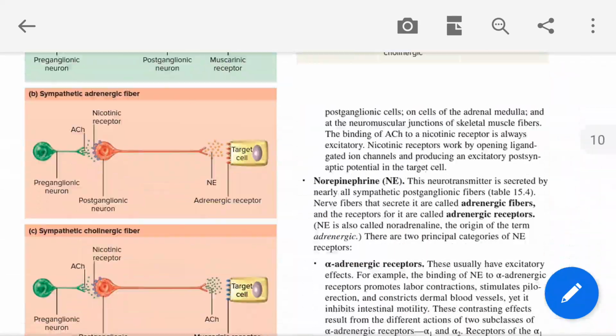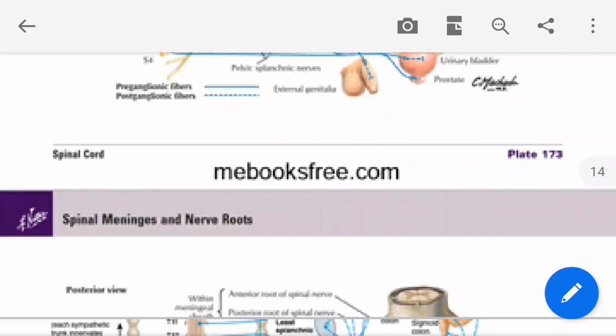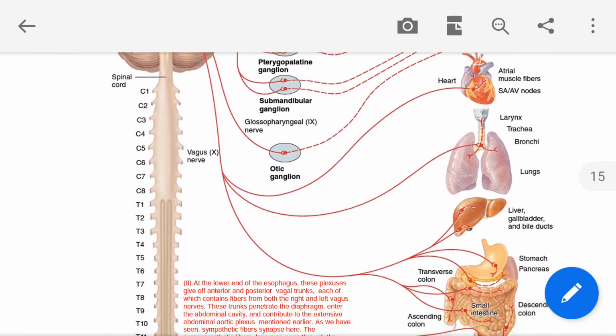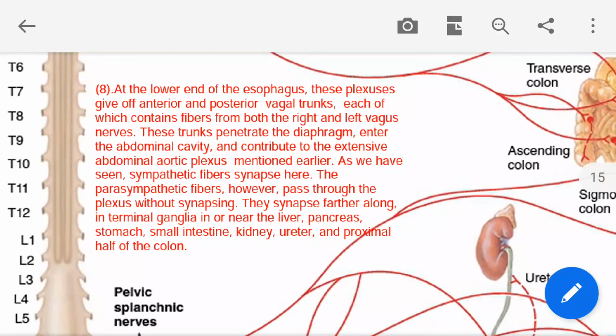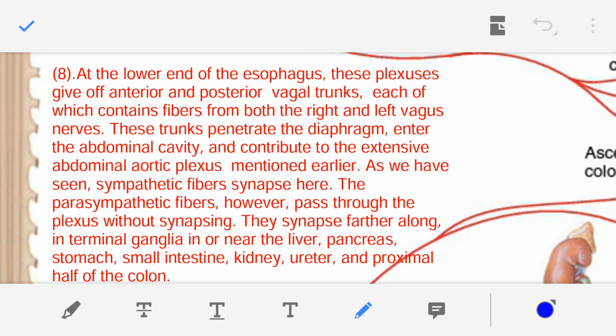Now we are discussing the 8th point. At the lower end of the esophagus, what happens? The plexuses that we discussed in point number 7 give off the anterior and posterior vagal trunk. From the plexuses, the vagal trunks are formed, anterior and posterior.